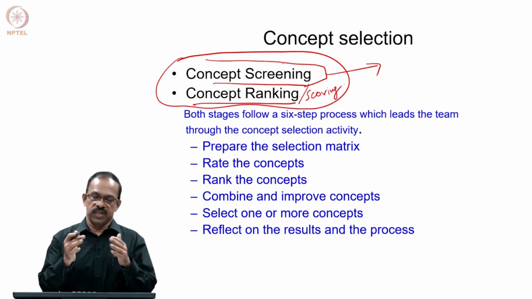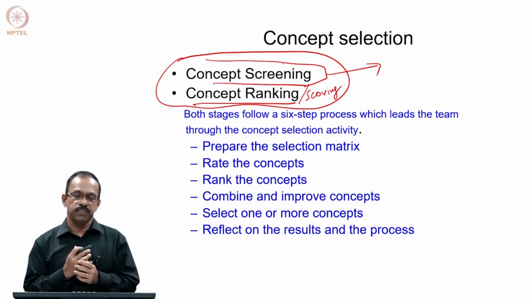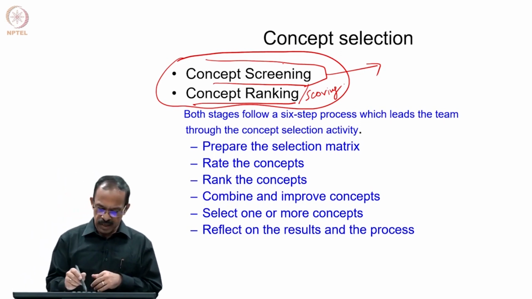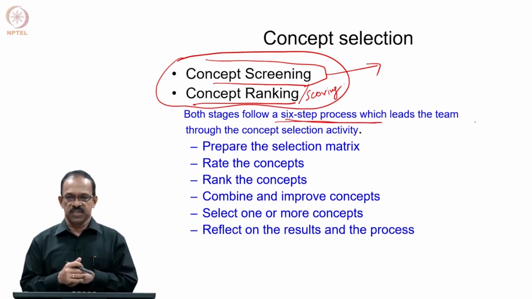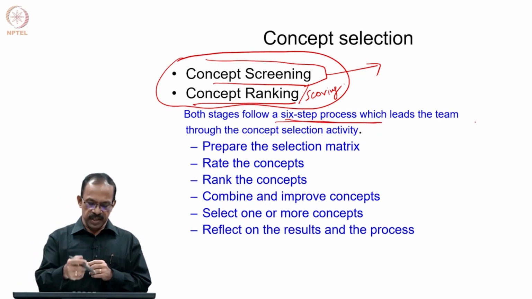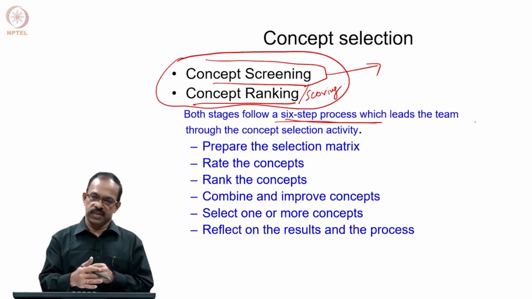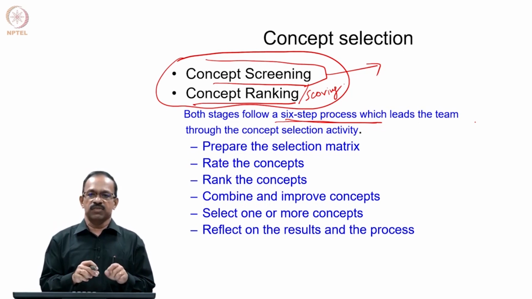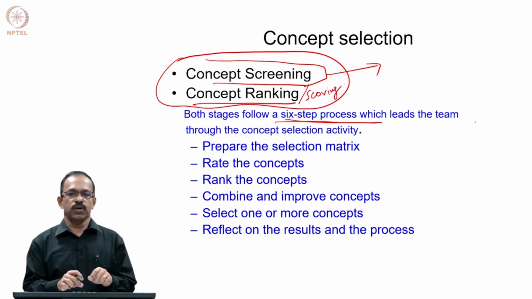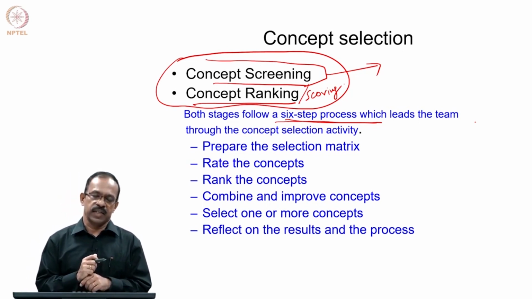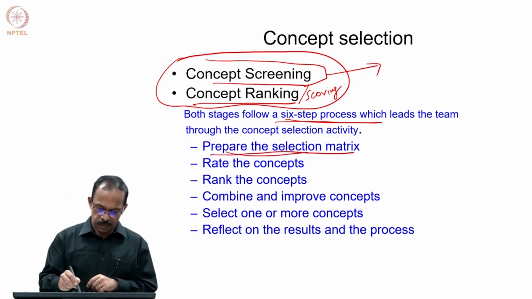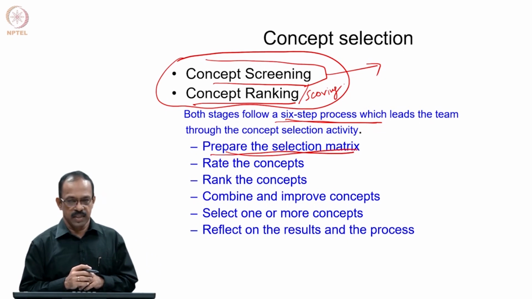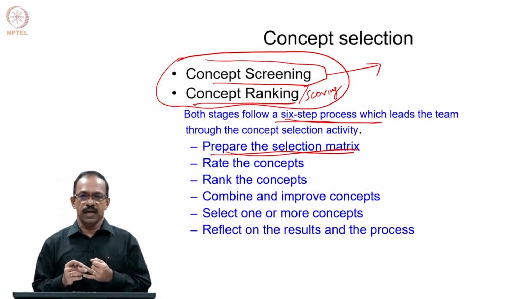In both the stages, the steps involved are almost the same. So, we have a 6-step process which leads the team through the concept selection activity. Whether it is screening or ranking, we do the same stages, except that some of the stages will have a different way of handling the ranking process. So, the first one is to prepare the selection matrix. The selection matrix is nothing but the criteria and the alternatives.